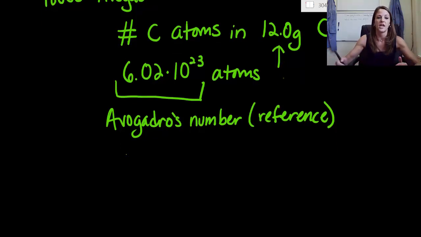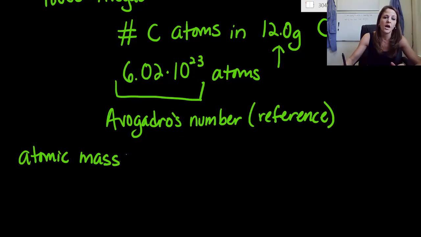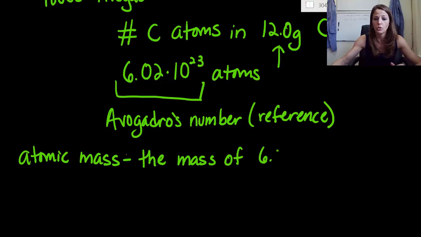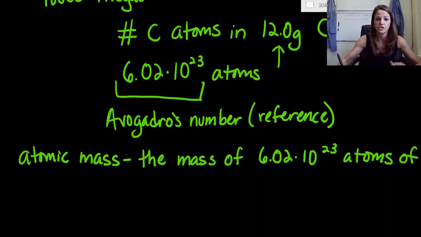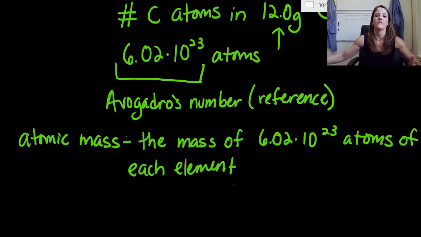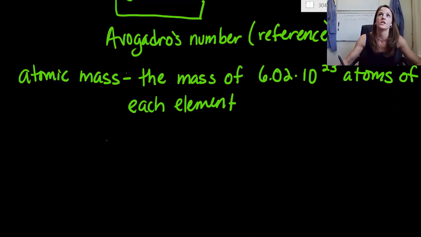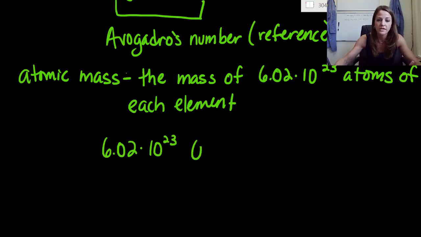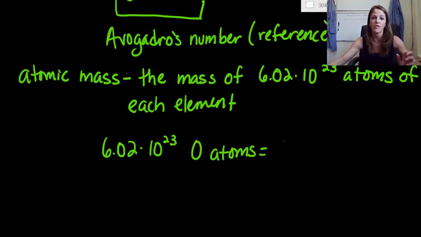And so they came up with this term called atomic mass. Atomic mass is simply the mass of 6.02 times 10 to the 23rd atoms of each element. So it's unique to each element. For example, if I wanted to determine the mass of 6.02 times 10 to the 23rd oxygen atoms, all I would have to do is go to the periodic table and read the atomic mass off of the periodic table. So it says 16.00 grams.